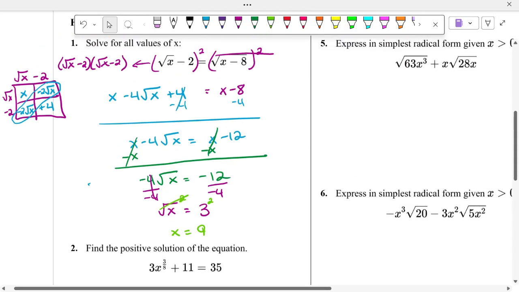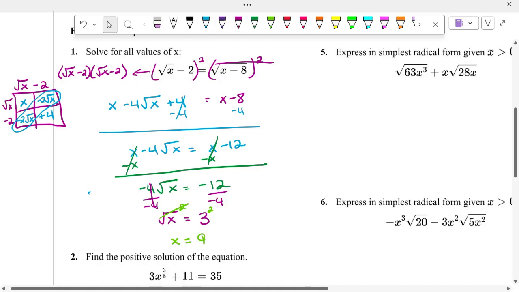Now, you still need to do a quick check and make sure that it works. So if I just plug it in real quickly, the square root of 9 is 3. 3 minus 2 is 1. 9 minus 8 is 1. Square root of 1 is 1. It works. So x equals 9 is your answer.